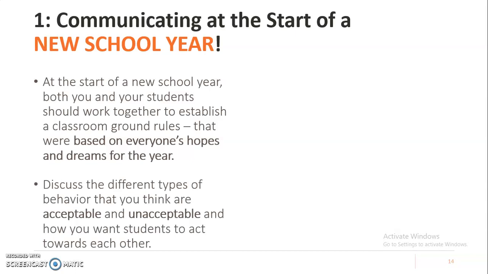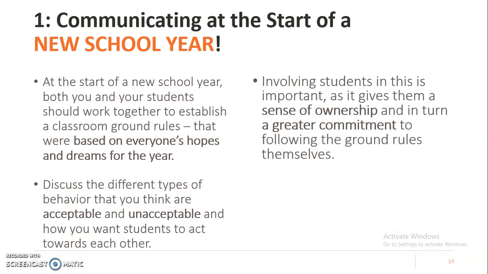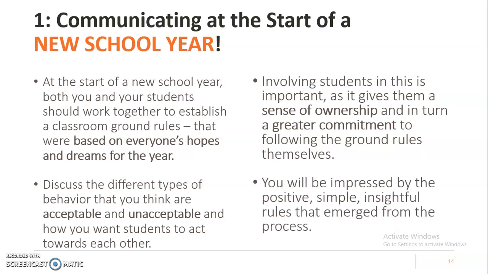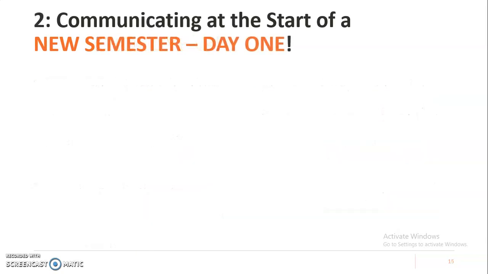Discuss the different types of behavior that you think are acceptable and unacceptable and how you want students to act towards each other. When you do this, you need to involve your students, because it gives them a sense of ownership and in turn a greater commitment to following the ground rules themselves. You'll be impressed by the positive, simple, insightful rules that emerge from the process. Your students can give you some good rules, and together, cooperatively, you can build a good classroom with your students.